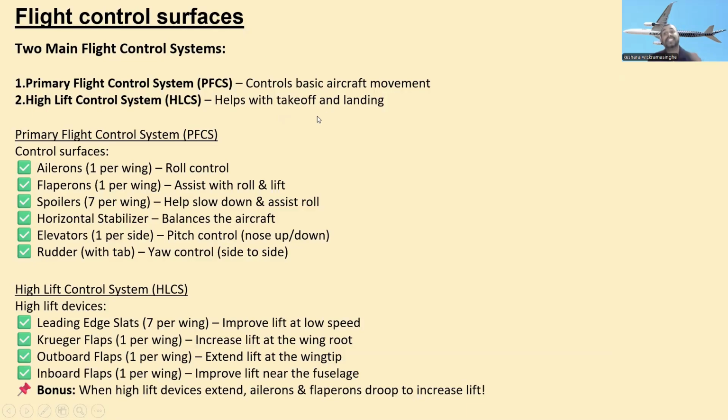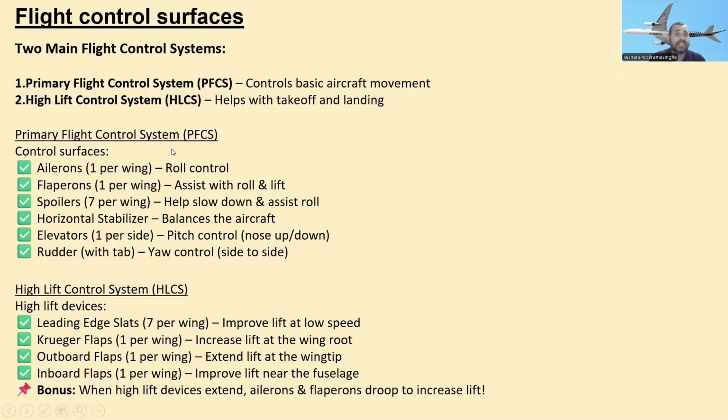Flight control surfaces in detail, chapter-wise. It is chapter 27. I will discuss the systems and how they work later, but this one is general, like a cockpit explanation. You can see there are two main flight control systems. First is the primary flight controls, PFCS, which control basic aircraft movements, and the high lift control system, HLCS, which helps with takeoff and landing.